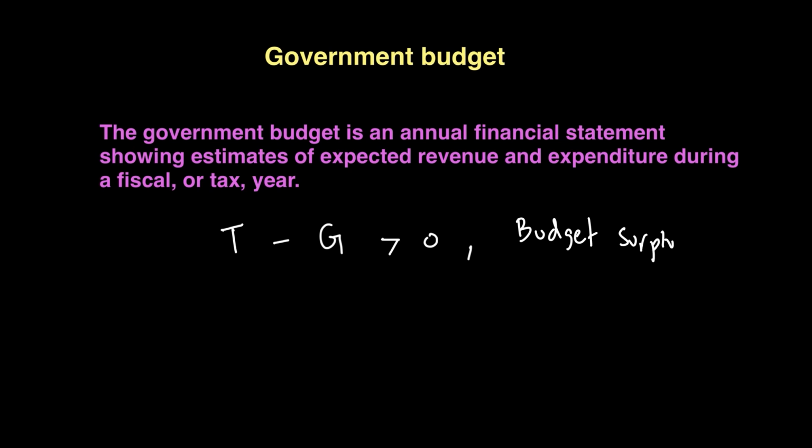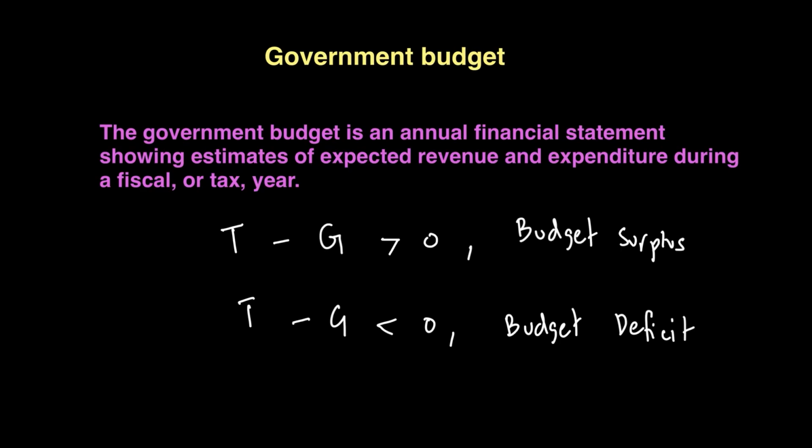On the other hand, if your T minus G is less than 0, we call that situation a budget deficit. And clearly, when the budget surplus takes place, the government is spending less than it receives. On the other hand, when the government is spending more than it receives, it runs into a budget deficit. Now, when we have a budget deficit, then of course we need to pay for the deficit. In other words, the country may need to accumulate what we call national debt.